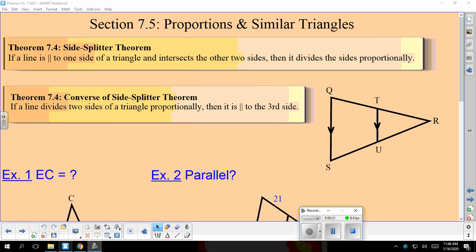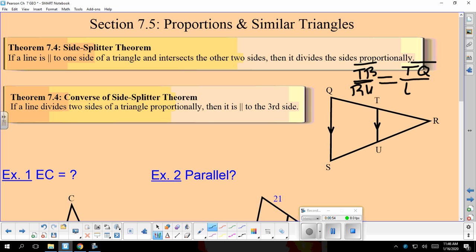Okay. So, if a line is parallel to one side of a triangle and intersects the other two sides, then it divides them proportionally. So in this example right here, since these are parallel, then we know that PR over RU is proportional to TQ over TS. So the side splitter proportion.